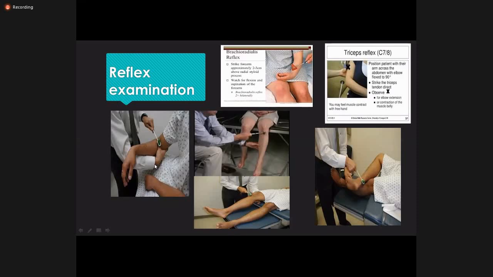You need a proper exposure. Now in the upper limb, we check three reflexes: biceps, brachioradialis, and triceps. These are for the upper limbs. In the lower limb, we check two reflexes: knee reflex and ankle reflex.